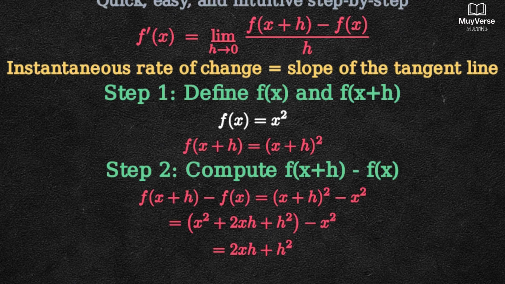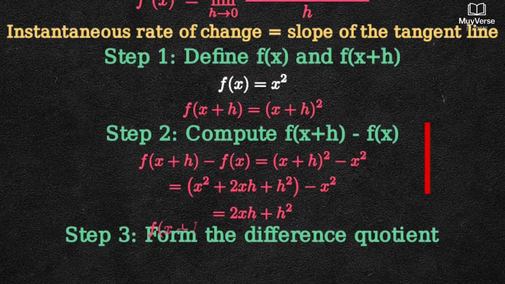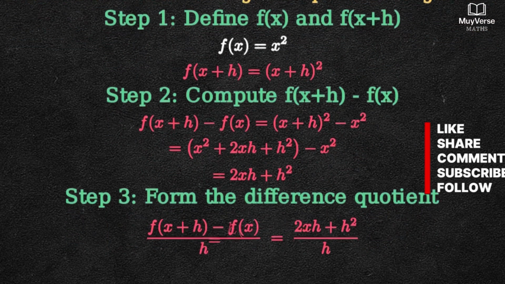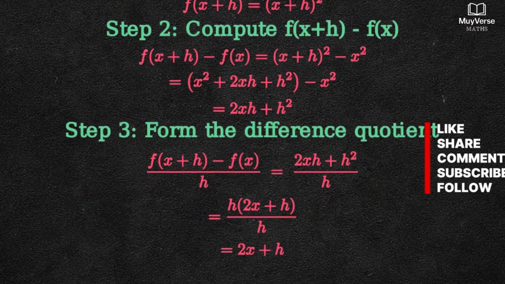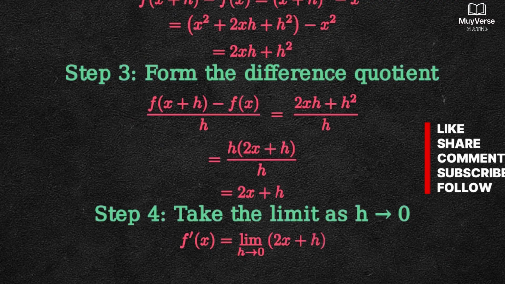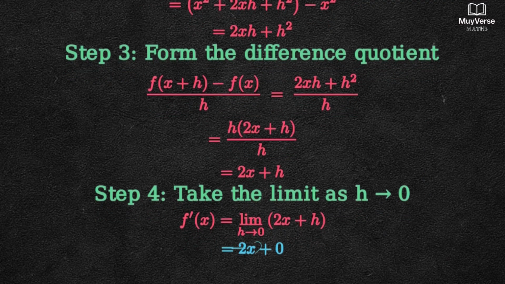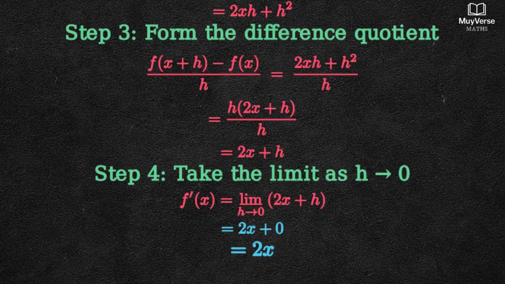Step 3. Form the difference quotient. We divide by h. Now factor out h in the numerator. We can cancel the common factor h, giving 2x plus h. Step 4. Take the limit as h approaches 0. The derivative f prime of x equals the limit as h approaches 0 of 2x plus h. That is 2x plus 0, which equals 2x. This is the slope of the tangent to y equals x squared at x.